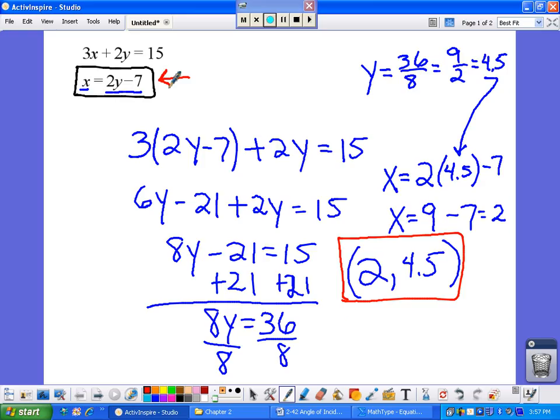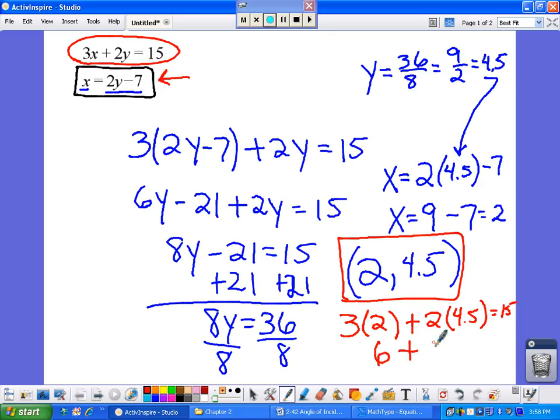Does 3 times, can I plug in my x value, 2, plus 2 times 4.5, really give me 15? If this is true, any point that's on this line, when I plug in the x value and the y value, should give me back 15. So 3 times 2 is 6, plus 2 times 4.5 is 9, and 6 plus 9 is 15. It works. I know I got the right answer.